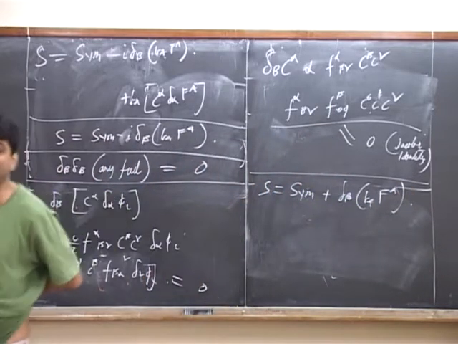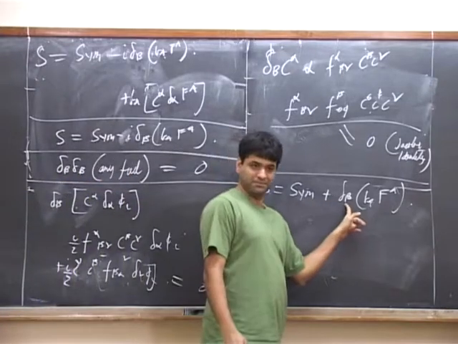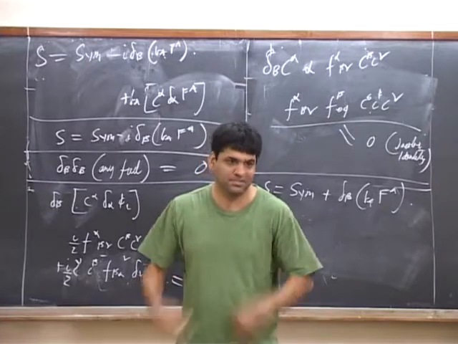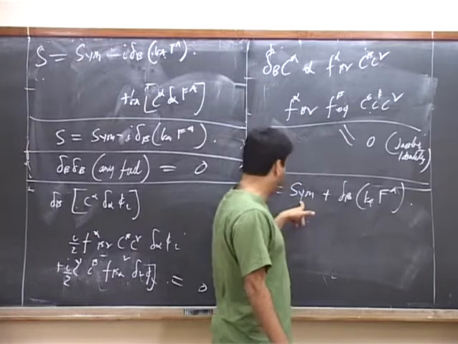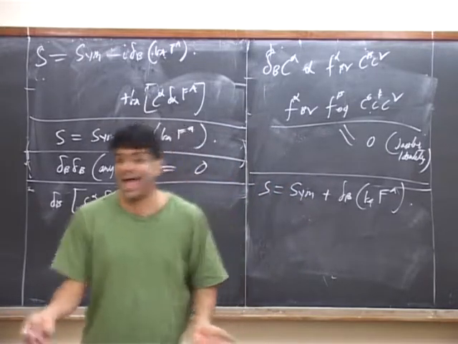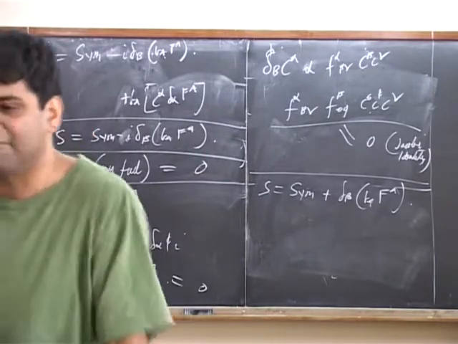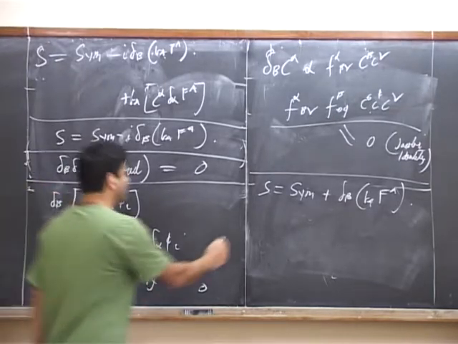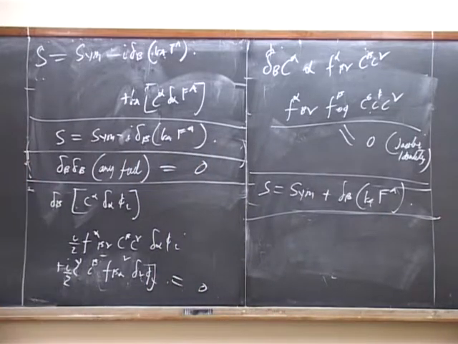So let's check how the action varies under BRST. The variation of this part is 0 because the BRST charge squares to 0. What about the variation of the other term? The variation of this term is 0 because S_YM is a gauge invariant function of the phi i's, and the BRST transformation on the phi i's is a gauge transformation labeled by a parameter C alpha. So both these terms of the action manifestly have 0 BRST variation.